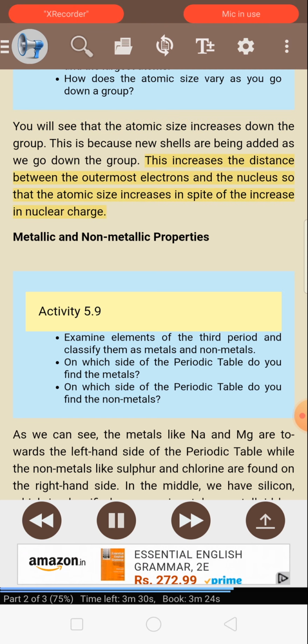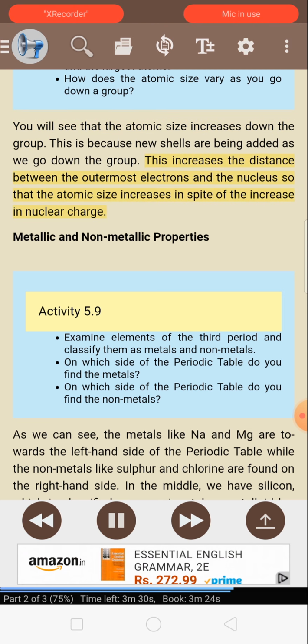In the middle we have silicon, which is classified as a semi-metal or metalloid because it exhibits some properties of both metals and non-metals. In the modern periodic table, a zigzag line separates metals from non-metals. The borderline elements boron, silicon, germanium, arsenic, antimony, tellurium and polonium are intermediate in properties and are called metalloids or semi-metals. As you have seen in chapter 3, metals tend to lose electrons while forming bonds, that is, they are electropositive in nature. Activity 5.10.